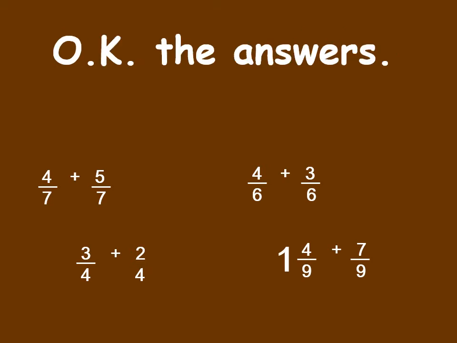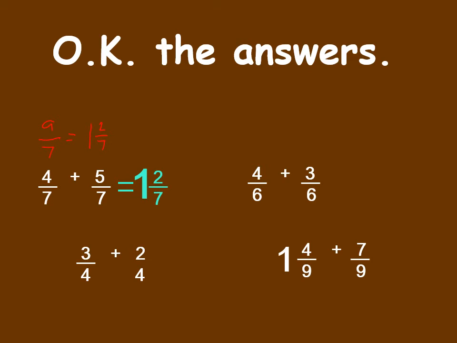Okay, let's get some answers coming up. We've got 4 7ths and 5 7ths, so that gives us 9 7ths. 7 goes into 9 once. Let's put an equal sign. 7 goes into 9 once, and then we've got how many left over? 2 7ths left over. So it's 1 and 2 7ths. Brilliant.